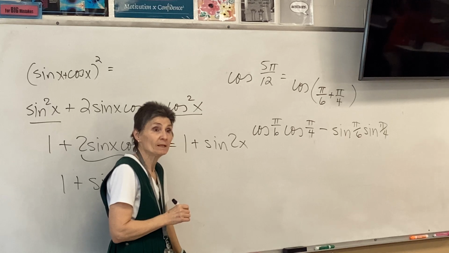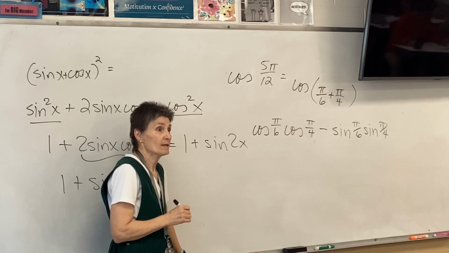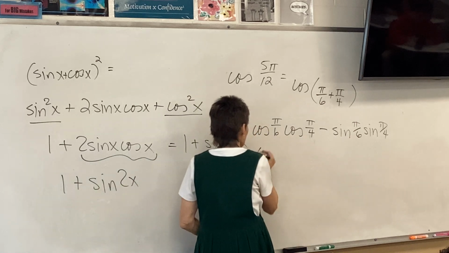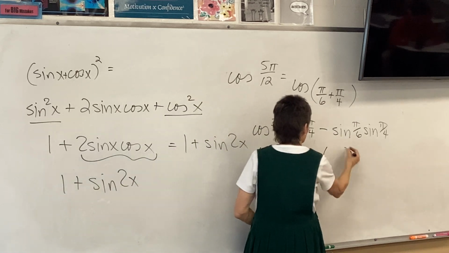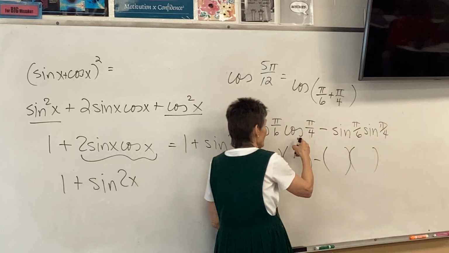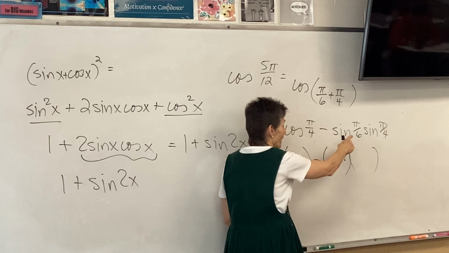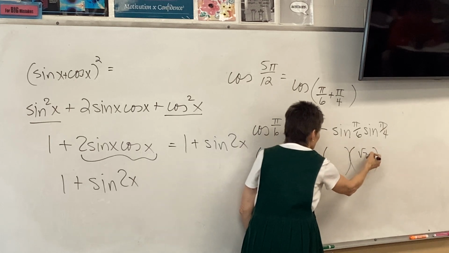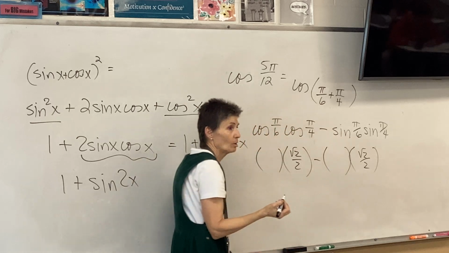Okay, you find that formula? Cosine, cosine, minus sine, sine. And then we're going to start plugging in numbers. We know that the cosine and sine of pi over 4 is root 2 over 2. Don't we know that? Hopefully.